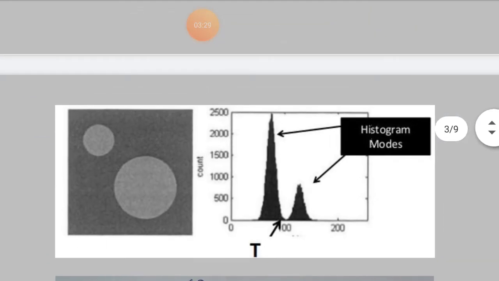Here one more example is given. In this case, two objects are present on the background, but if we observe carefully, the object 1 and object 2 gray level values are similar. So if we draw the histogram of this kind of image, we just get two modes. There is a space in between the two modes, so after that we can set a threshold easily. After applying the threshold, we can clearly differentiate between the two objects and the background.